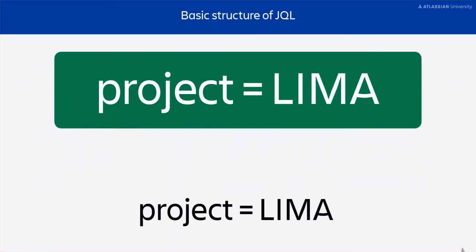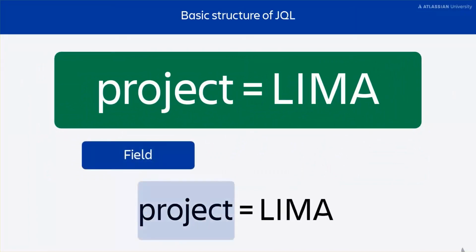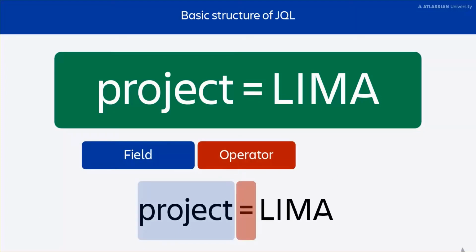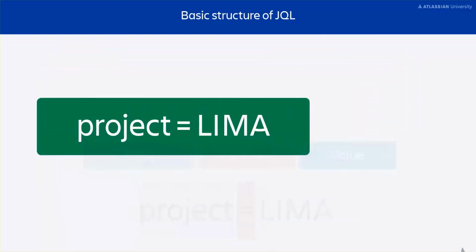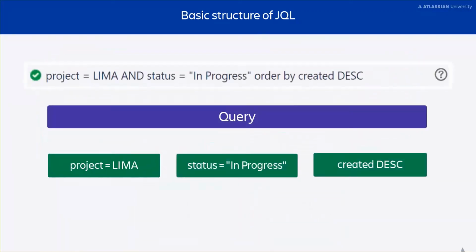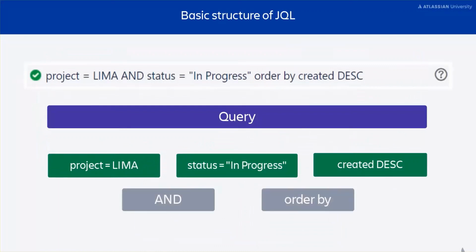Each clause has a field. In this example, the field is project. The field is then followed by an operator. In this example, the operator is the equal sign. The operator is then followed by a value. In this example, the value is Lima. In order to complete your Jira query, you must connect each of your clauses with keywords, such as and, order by.